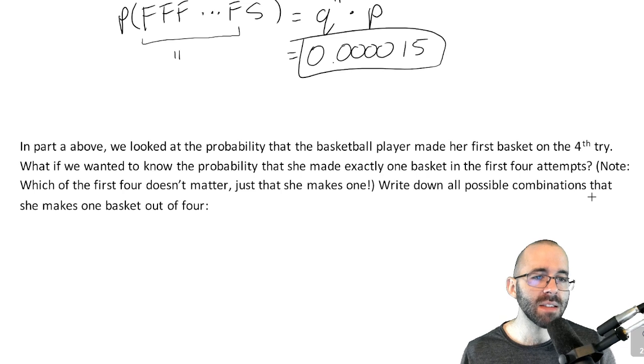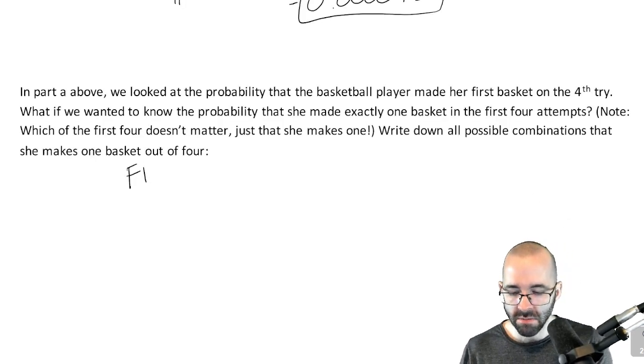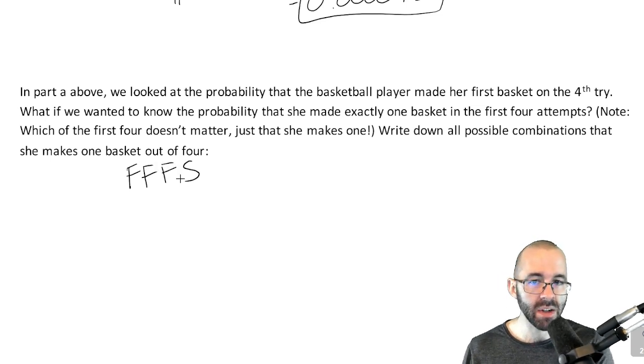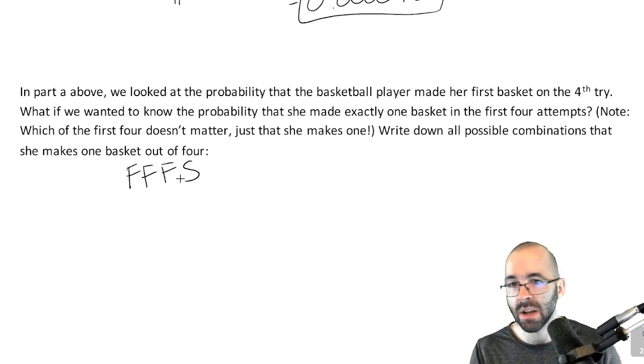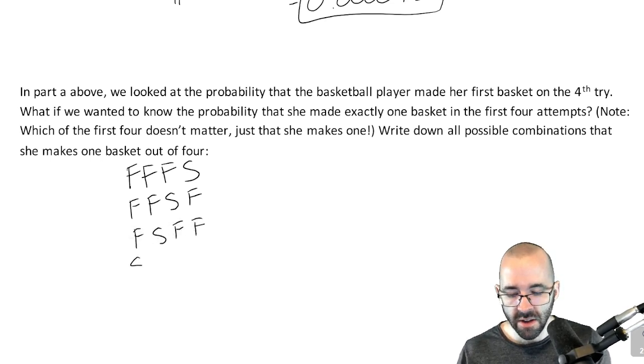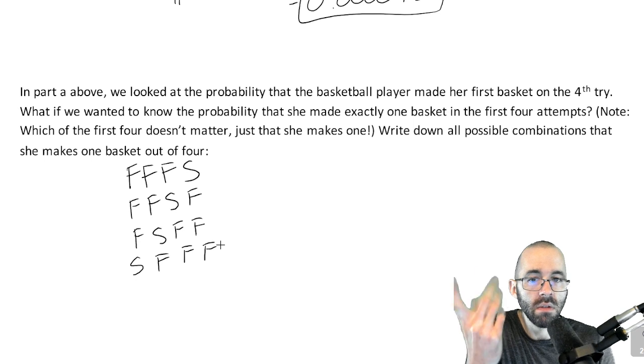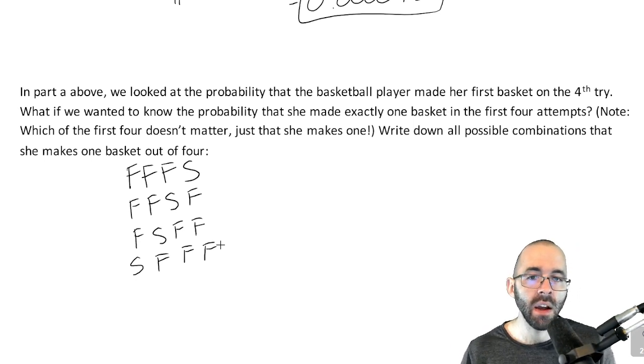So what are the possible combinations for that to happen? Well, we have the combination that we talked about earlier. Miss the first 3, get the last one. But the success could also come on the 3rd shot. The success could come on the 2nd shot. The success could come on the 1st shot. All that matters is that she makes 1 free throw out of 4 shots. And this combination is where we're going, okay?